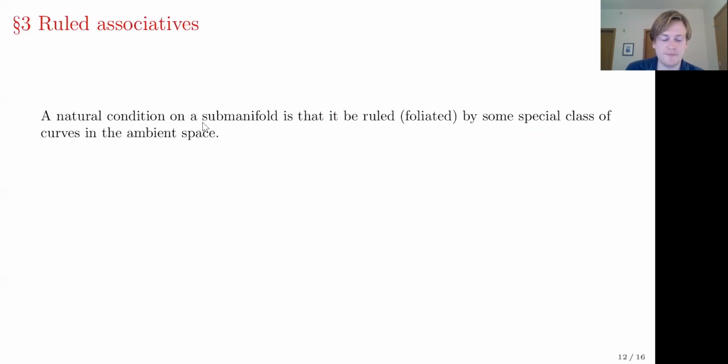To give a bit of background, if you're studying submanifold theory, then a very natural condition that you might want to impose on a submanifold is that it be ruled, which is the same thing as foliated, by some special class of curves in the ambient space. In the theory of surfaces in R3, you're often interested in the surfaces that are ruled by straight lines. Again, that's a very natural condition. Through each point of your surface, this point is contained in a line which is contained in the surface.